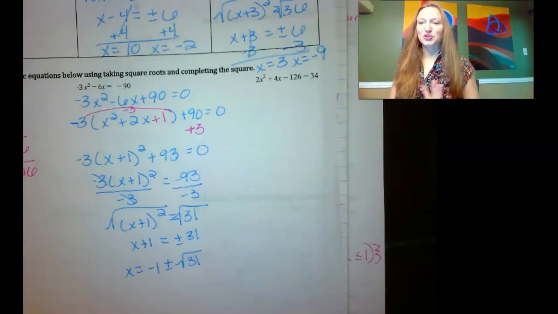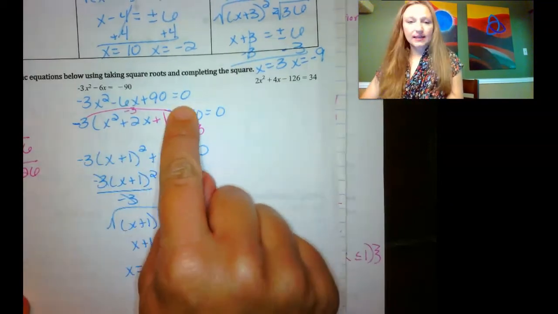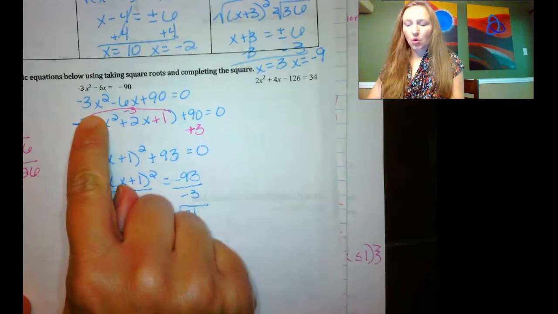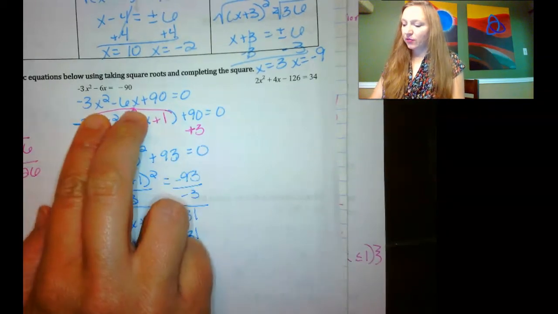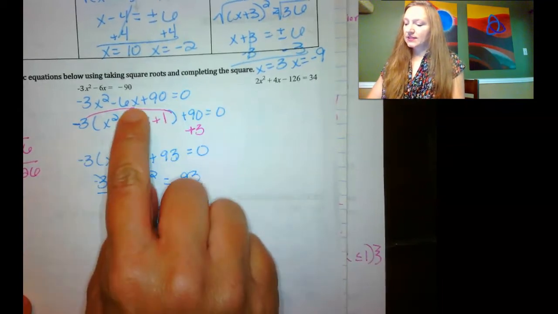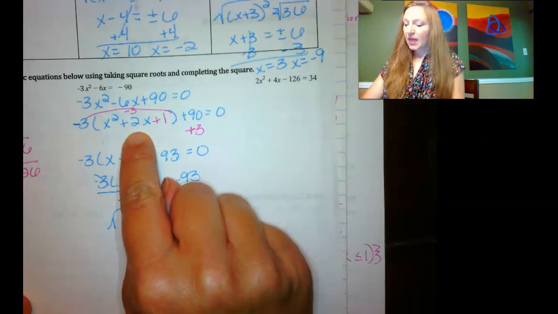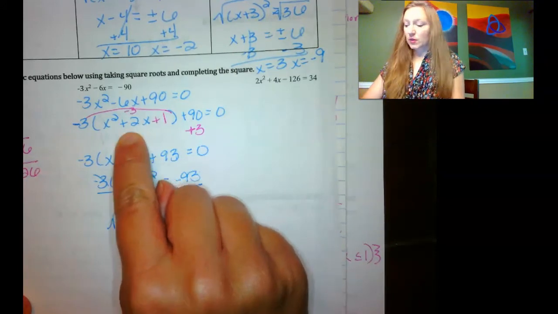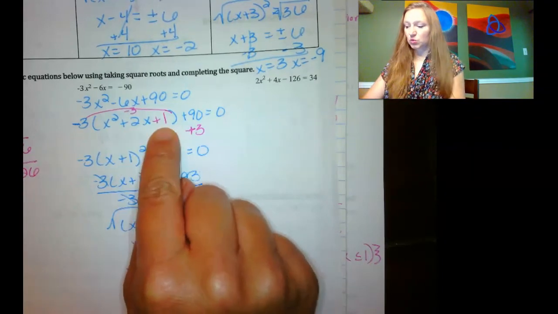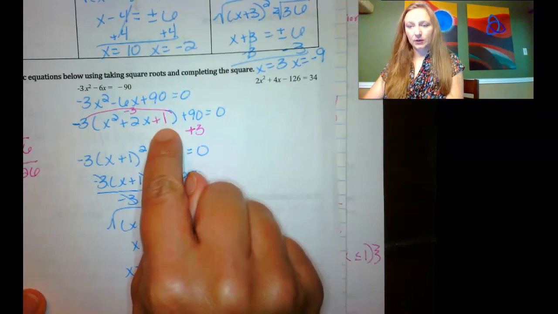Okay, example number 2. Let's see where you got stuck. So first, get it equal to 0, and then notice that a is not 1. So hopefully you factored a -3 out of the first 2 terms. Divide this by -3, and this by -3, and you're left with a +2. Now we're going to complete the square, so I'm going to take the 2 and halve it, which is 1, and square it, which is 1.